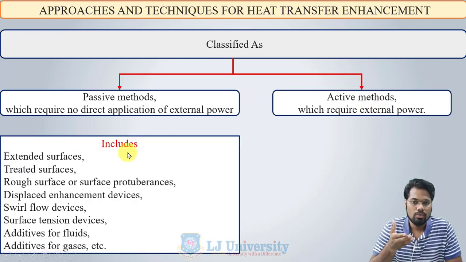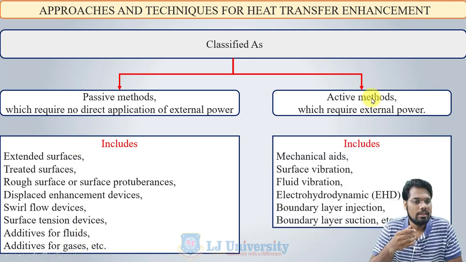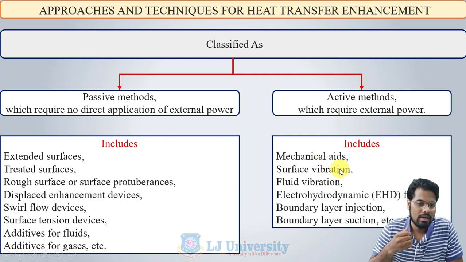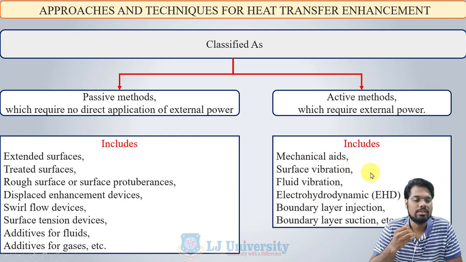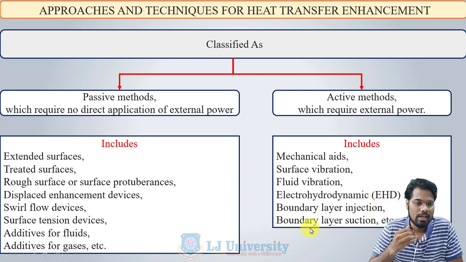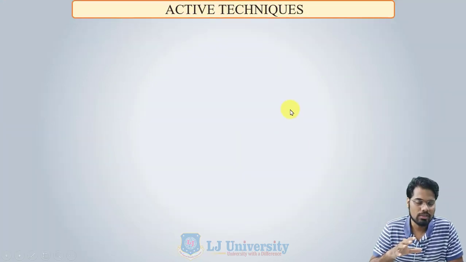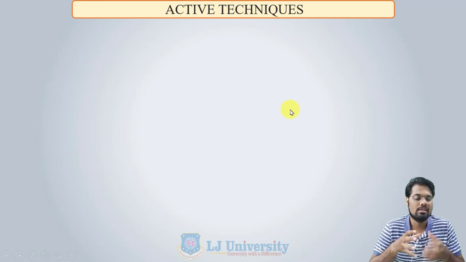Passive methods include extended surfaces method, treated surfaces, rough surface or surface protuberance, displaced enhancement devices, swirl flow devices, surface tension devices, additives for fluids and additives for gases. We will discuss all these methods in our upcoming slides. Active methods include mechanical aids, surface vibration, fluid vibration, electro-hydrodynamic fields, boundary layer injection and boundary layer suction, etc. So let's first discuss all the active techniques which require some external power or external arrangement.